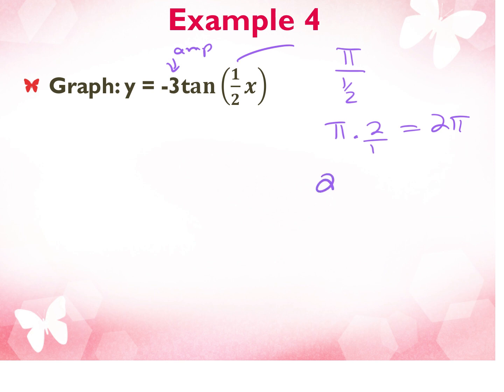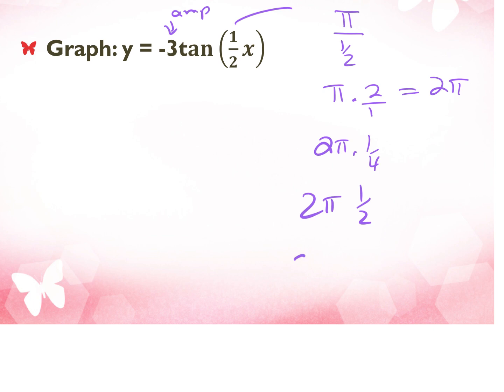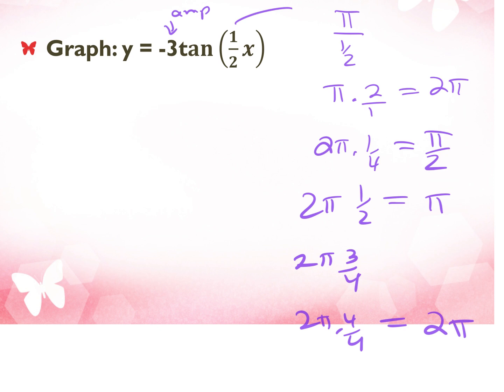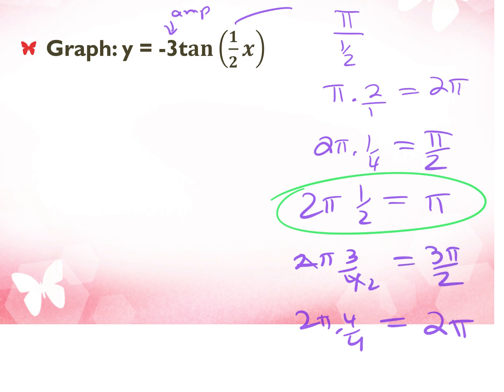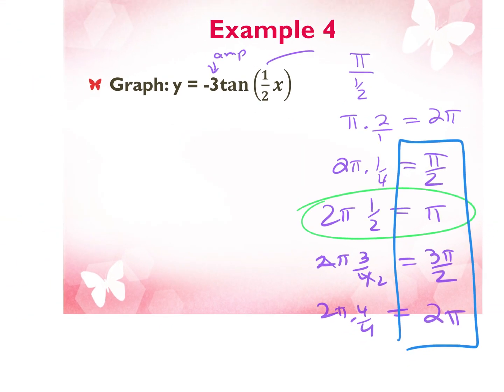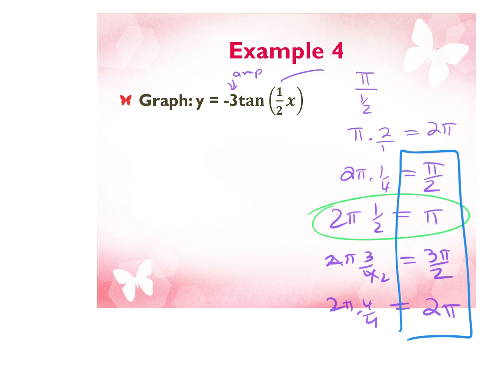I take 2 pi, and I'm going to go ahead and find 1/4 of that, 1/2, which is where my asymptote will be. Always do that. 2 pi 3/4, 2 pi 4/4, which is just 2 pi. This will simplify, and it becomes pi over 2. This becomes pi. This is where my asymptote is going to be located. And then multiply this, becomes 3 pi over 2. And those are my key points that I'm going to put on my x-axis. And then I'll put the negative of these on the left side.